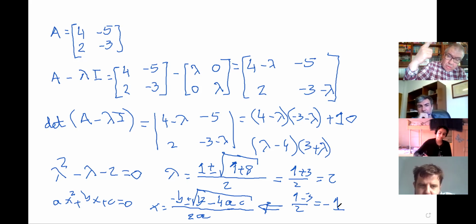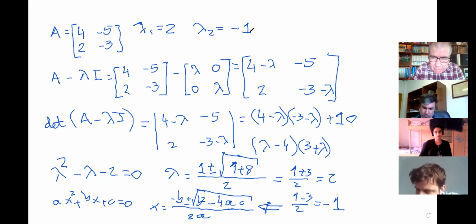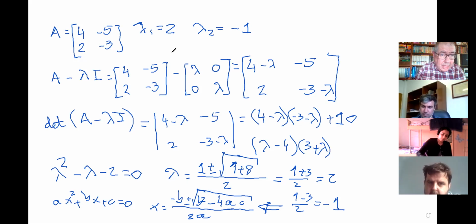Now, let's write them here. Lambda 1 is 2, lambda 2 is minus 1. I could have well said that lambda 2 is 2 and lambda 1 is minus 1, so the order is immaterial. What we must be is consistent with the choice of the v's.